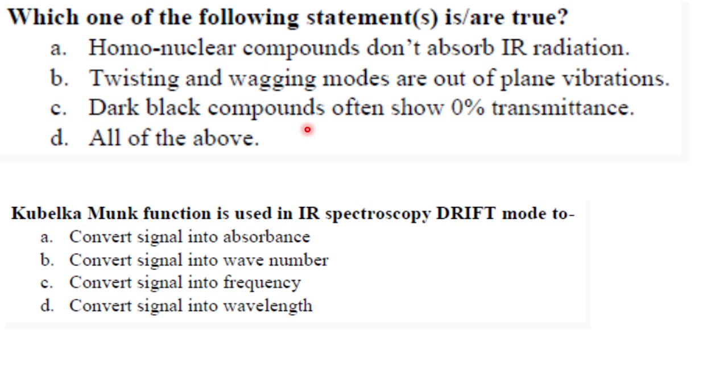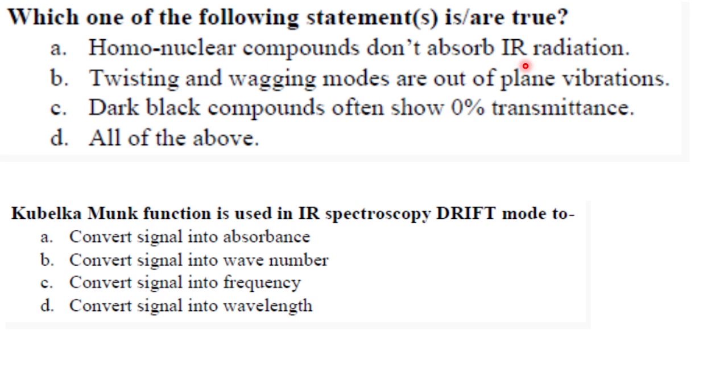So let's go to the question and answer. I have a few questions, and I think you can answer them very easily. The first one is, which one of the following statements is or are true? First, homonuclear compounds don't absorb IR radiation. Is it true or wrong?